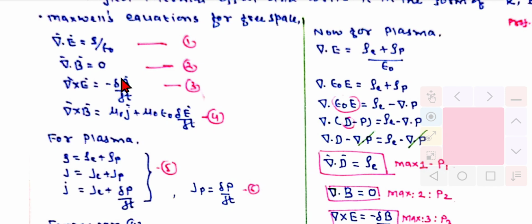Maxwell's equation for free space can be written like this: divergence of E equals rho divided by epsilon 0. It is nothing but Gauss's law in electrostatic theory, not in dielectric theory. Divergence of E equals rho divided by epsilon 0, where rho is the charge surrounded by the surface.